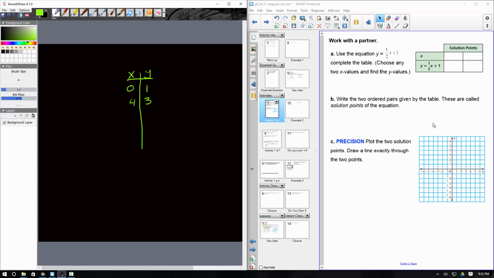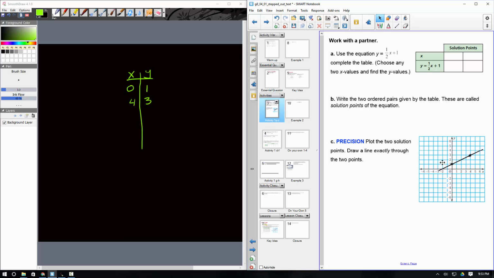And it says to actually plot these 2 points. So let's do that. 0, 1 is right here, so we can graph this out. There's 0, 1, and the other one is 4, 3. So I go to 4 and up to 3. Then I'm going to make a straight line between these 2 points. I'd really recommend having at least 3 points, but it's a good start here.